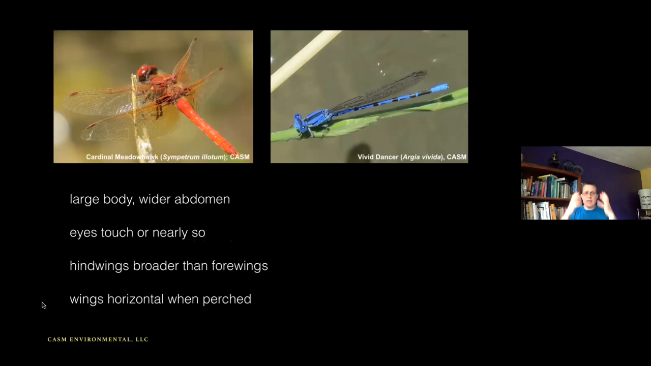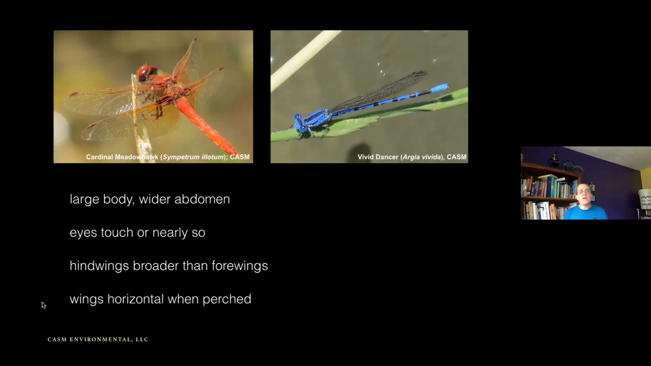So dragonflies have gigantic eyes, and they're so big that they occupy most of the space of the head. They're squished together for a lot of our different dragonflies, or nearly touching. So, very big eyes dominating the head.